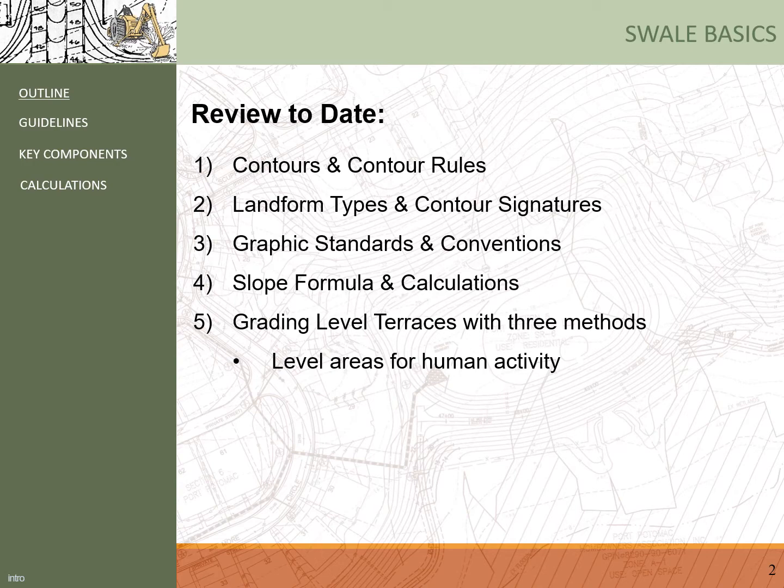So what we have learned so far included all these 5 components: contours and contour rules, landform types and contour signatures, graphical standards and conventions, slope formula and calculations. And last week we started grading level terraces with 3 different kinds of methods. So the purpose of that was mainly to create level areas for human activity. And today's lecture is intended to help you understand how to keep these areas protected from water.